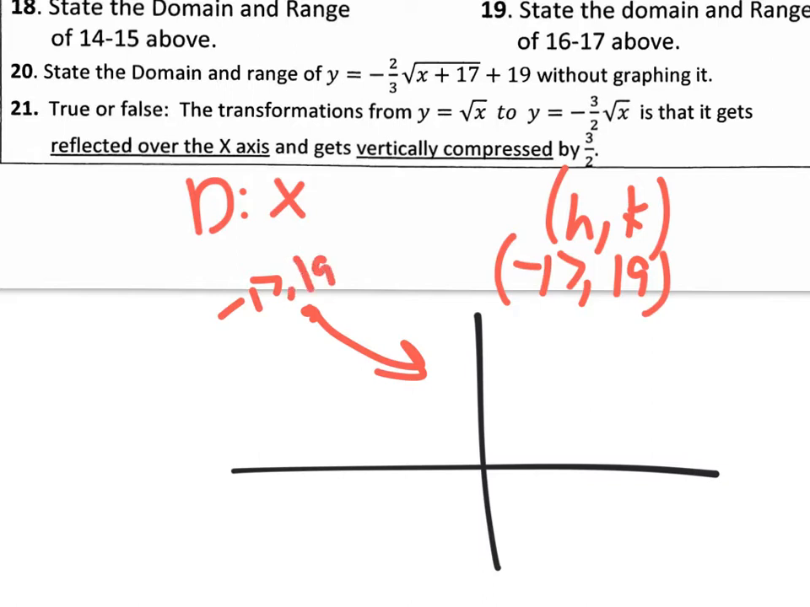So what could be said about your domain? Greater than or equal to what? Negative 17. What could be said about your range? Y is what? Less than or equal to 19. So you get a point just by thinking about it without having to actually graph it. Of course, a sketch would help.